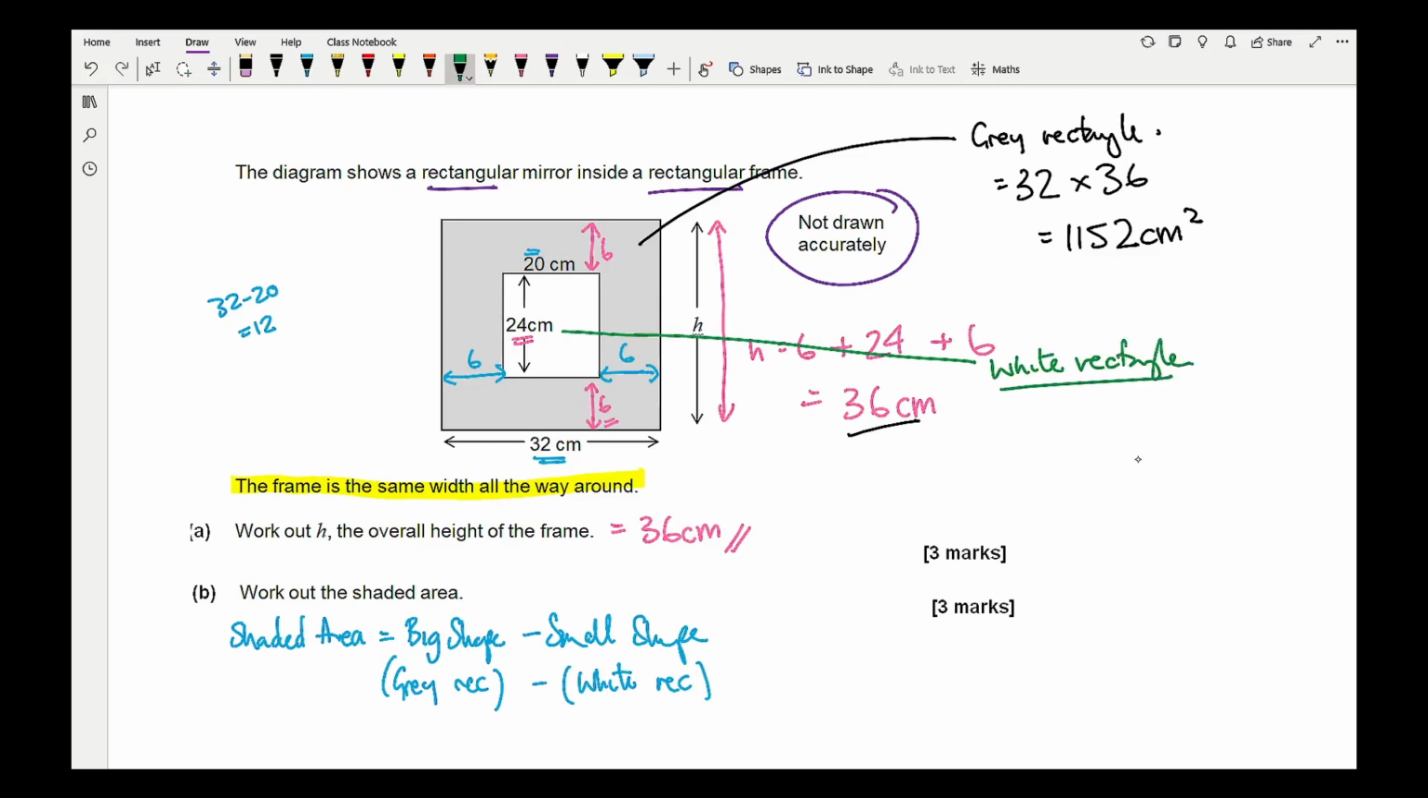Now working out this middle section here, the white rectangle, well that's going to be again the base, which is 20, times the height, which is 24. So I've got 20 times 24, which gives me an answer of 480 centimetres squared. So to work out the shaded area, all I then need to do is 1152 minus 480, and working that out, 1152 minus 480 gives me an answer of 672 centimetres squared. And there is our final answer.